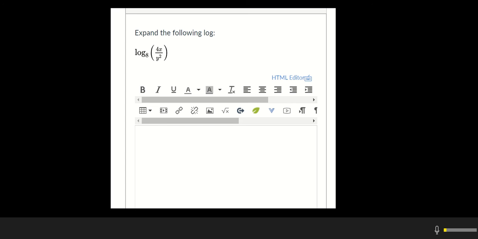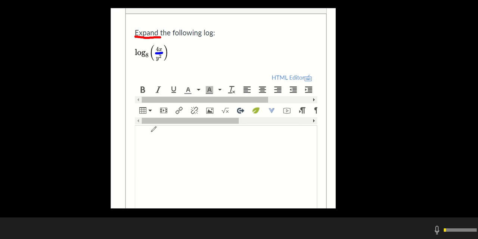Hey guys, I'm gonna work out a few problems from the homework yesterday and kind of help you out with this. So when you have a problem like this and it says expand, well notice I have log base 8, and then on the numerator I have 4 times x, and on the denominator I have y squared. So the first thing you're going to deal with is that division sign. Okay. So remember, when I'm expanding, division becomes subtraction.